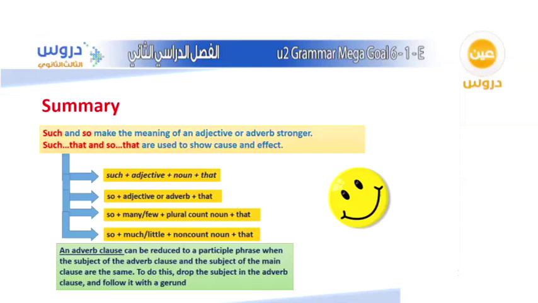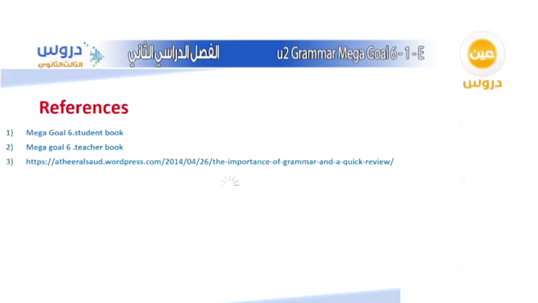Okay, now we come to the end of today's lesson. We talked about such and so, and such that and so that, and then the forms of such and so. And then we talked about the adverb clauses and how to reduce them to participle phrases.